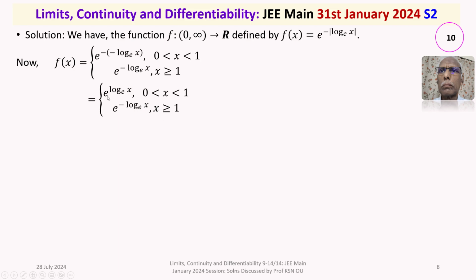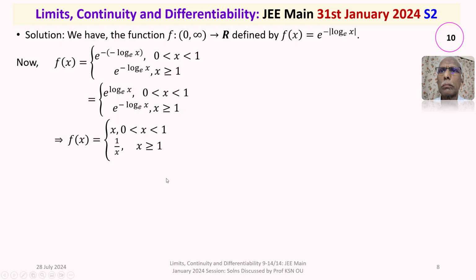So what is e to the power of log x to the base e? It is very well known. It is x. And e to the power of minus log x to the base e is 1 by x. So f of x is equal to x in the open interval 0 to 1 and 1 by x when x is greater than or equal to 1.